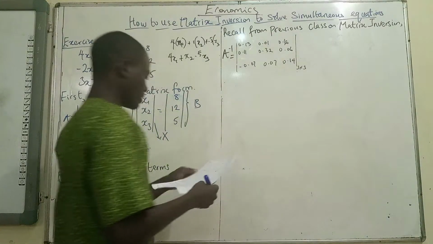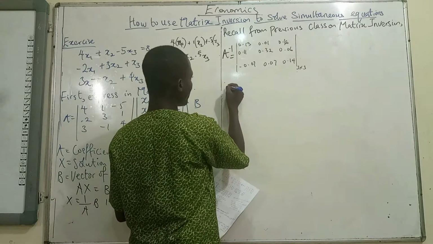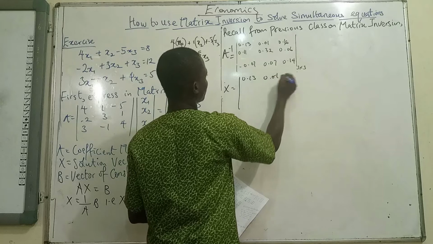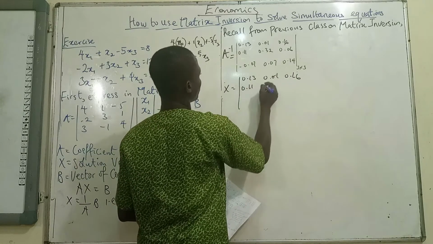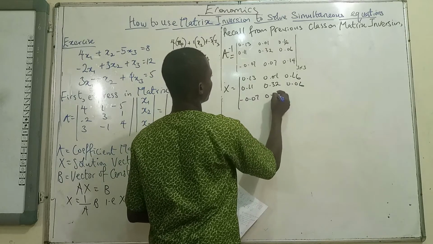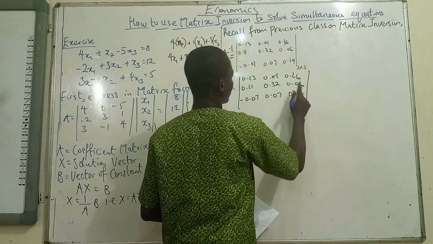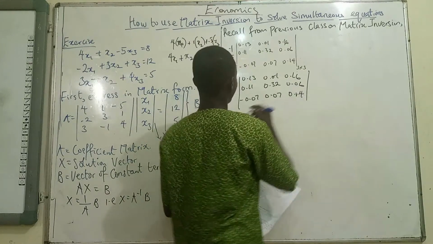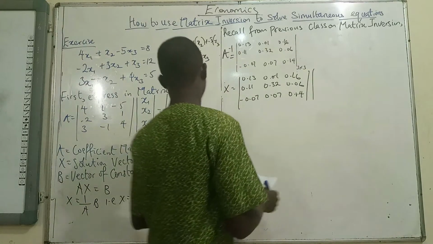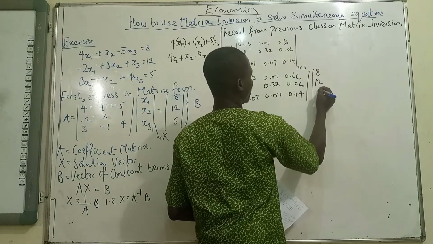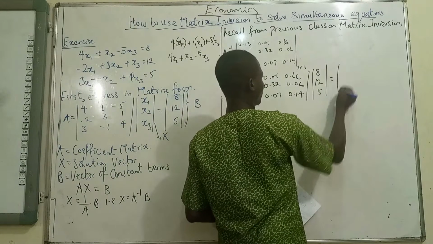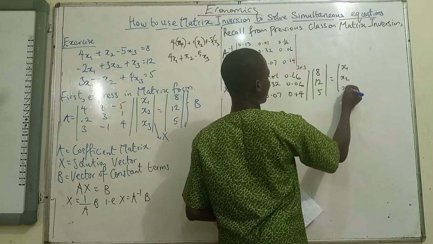So what we'll just do next is, we say x would be, I'll write all of this again, 0.13, 0.01, 0.16, 0.11, 0.32, 0.06, minus 0.07, 0.07, and 0.14. Okay, so x is this multiplied by b, the vector of constant terms, and that is 8, 12, and 5. And so that is equal to, so we are trying to get x1, x2, x3.